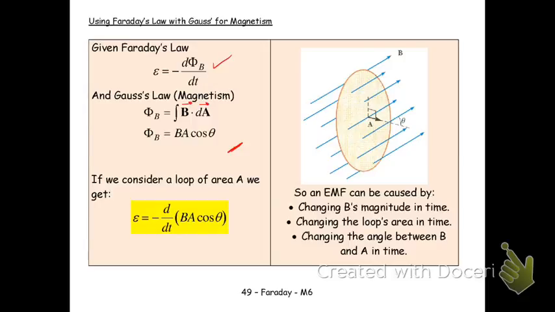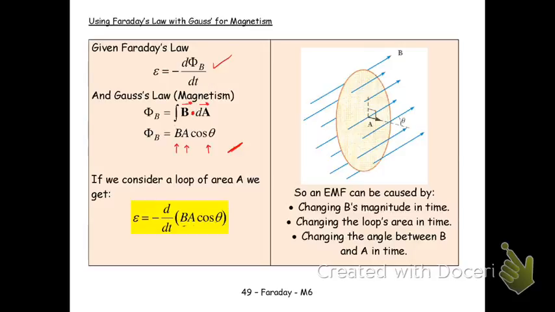And we could write that in magnitude form by saying it's the magnitude of B times the magnitude of A times the cosine of the angle between, because it's a dot product. And so that tells me, if I want to change my flux, maybe I can change my B, or maybe I can change my A, or maybe I can change my angle between my B and my A. And that constitutes a change in flux. So I can substitute and say my EMF is equal to minus d by dt of B A cosine theta, and I can change any one of these or all of them.